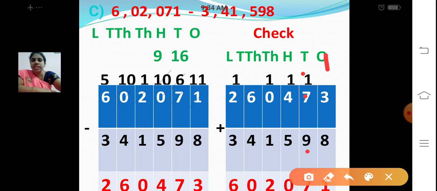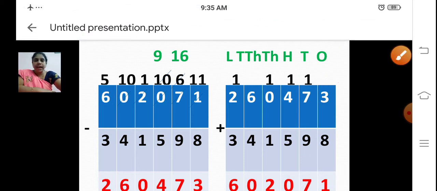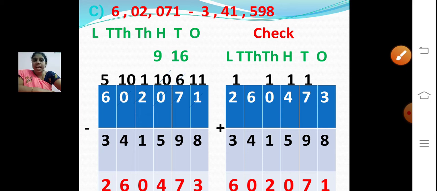It's a 2-digit number, right? So what should I do now? Write 7 in the tens place and carry over the 1 to the hundreds place. See, I have written 7 in the tens place. Carry over that 1 to the hundreds place. Now let's add the hundreds place.